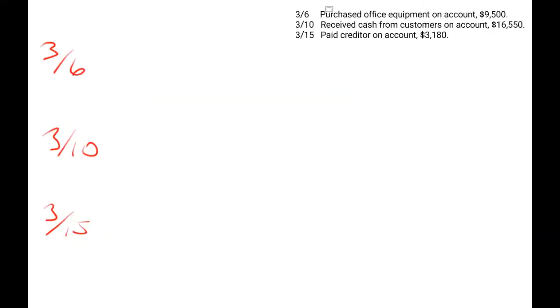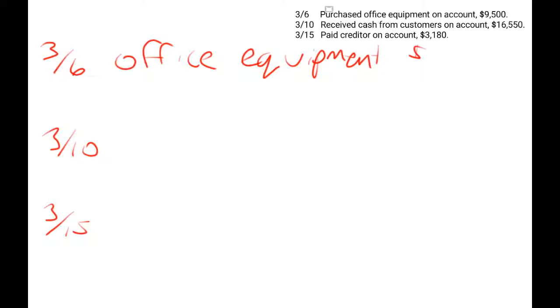On March 6th, we purchased office equipment on account for $9,500. Office equipment is an asset, and therefore it will be a debit to office equipment of the $9,500. And we were paying out cash to purchase the office equipment, so that would be a credit to cash also of $9,500.